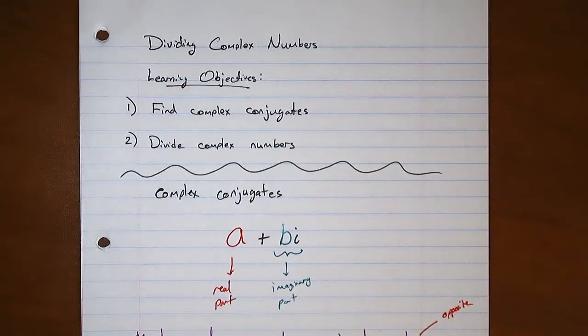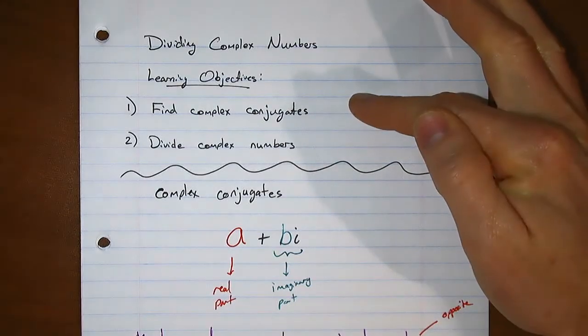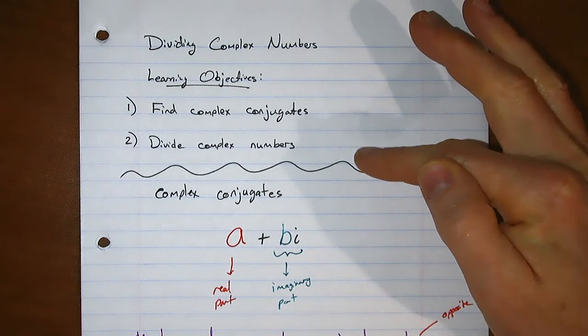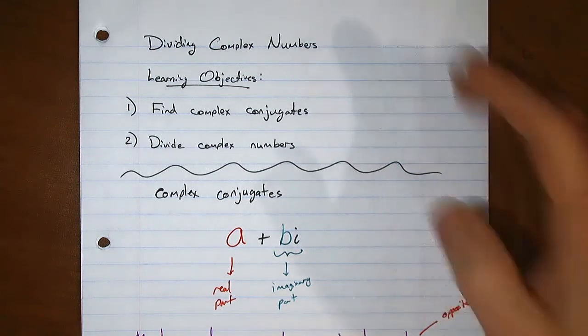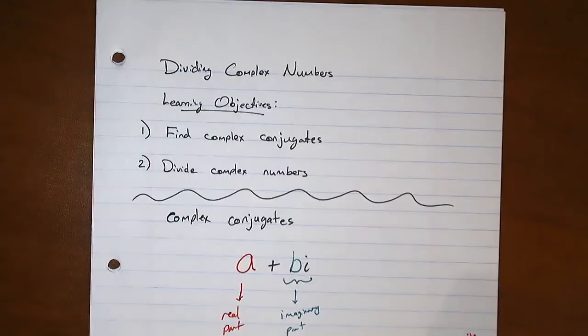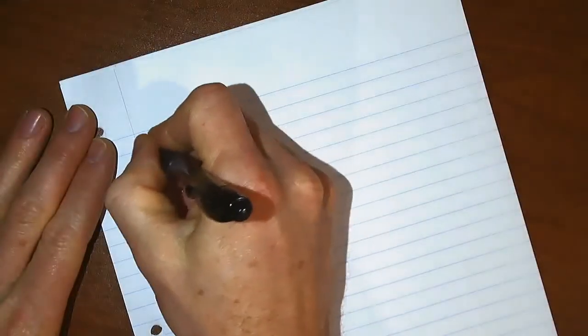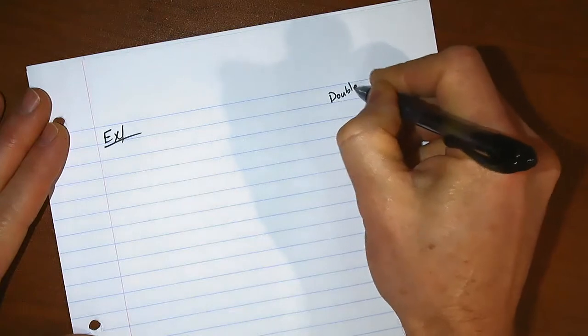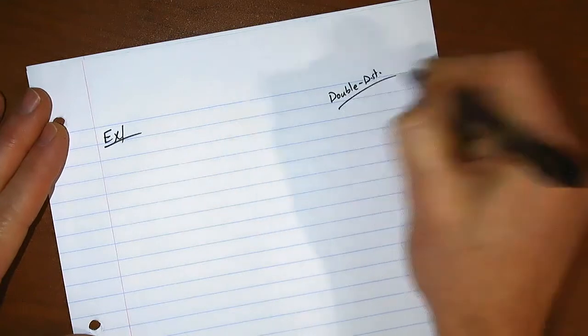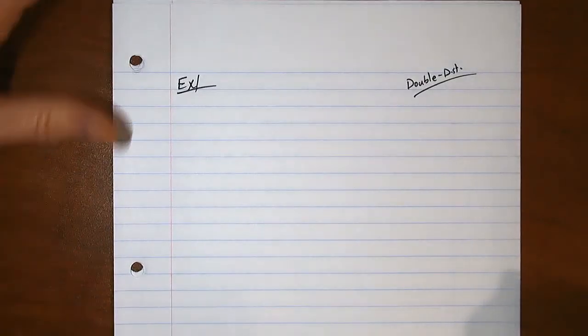Remember what we're doing here is dividing complex numbers. We need to be able to find conjugates and we need to divide them. And of course, since we use the conjugate to divide them, we'll be reviewing both of those learning objectives as we go through these examples. Here's our first example. In this first example, we're going to double distribute on both the top and the bottom.